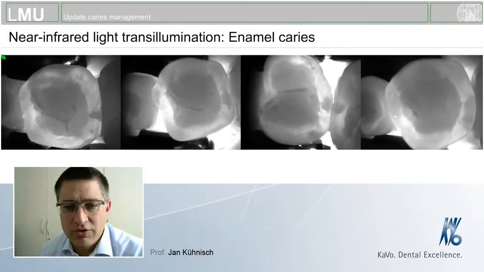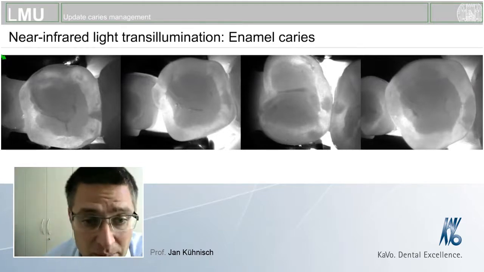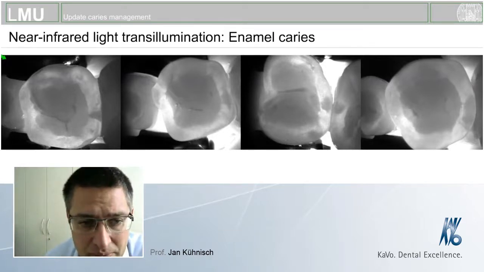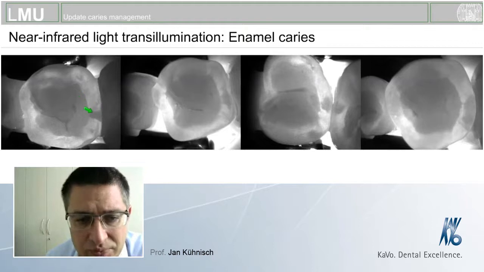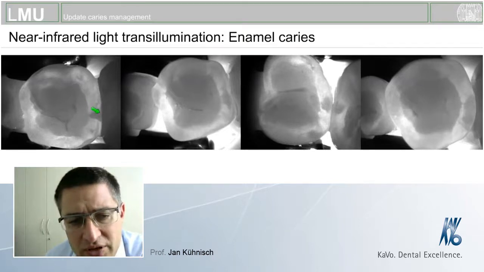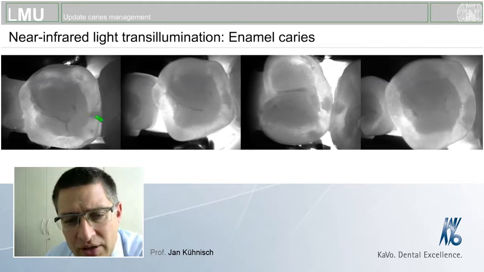I will give you some examples for enamel caries lesions. Please look here. I need the pointer. Please look here. It is very clearly visible that we have a triangular shaped demineralization.